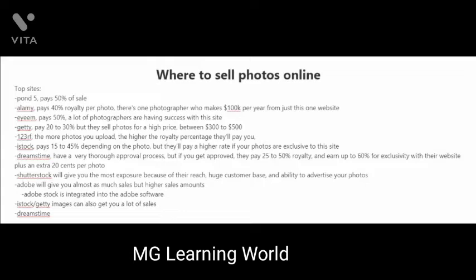And there's iStock, which pays 15 to 45% depending on the photo, but they'll pay you a higher rate if your photos are exclusive to their site. And there's Dreamstime, which has a very thorough approval process, but if you do get approved, they'll pay you 25 to 50% royalty and up to 60% if your photos are exclusive with their site. Plus, they'll even pay you an extra 20 cents per photo.